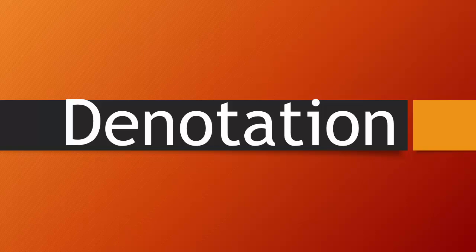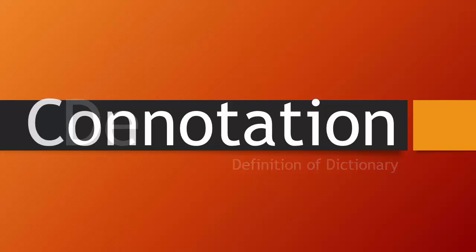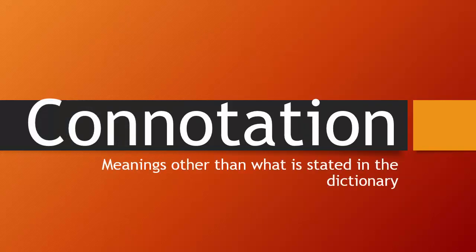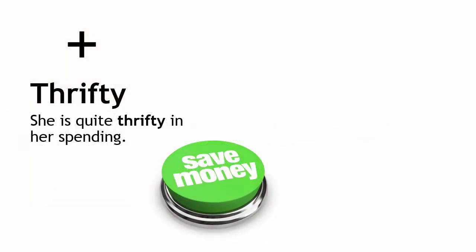So denotation. Denotation basically means the definition in a dictionary. If you look at the D word, it reminds you of dictionary, and there you go. And connotation in this case basically means meanings other than what is stated in the dictionary, if it's not included in a dictionary or it's not the literal meaning. So look at this case. We're talking about connotation. You have positive.